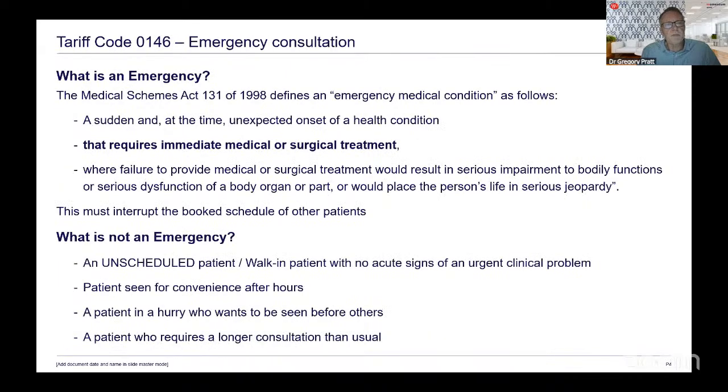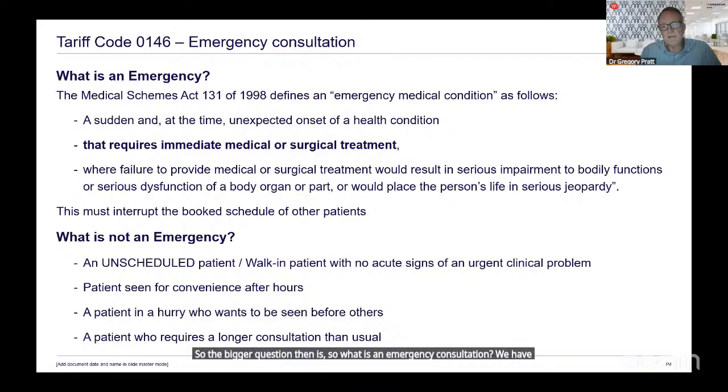So the bigger question then is, what is an emergency consultation? We have the Medical Schemes Act that defines an emergency medical condition as follows, and it requires these specific elements: that it's a sudden and at the time unexpected onset of a health condition that requires immediate medical or surgical treatment.